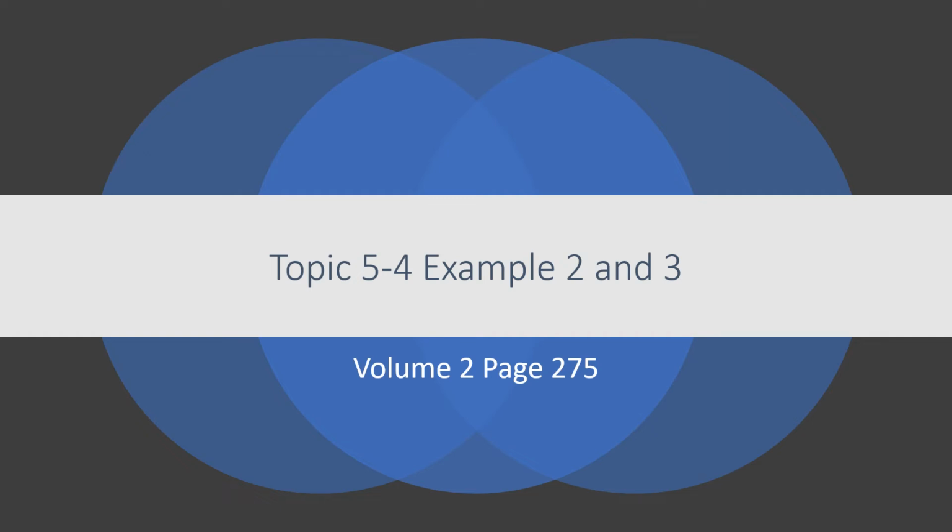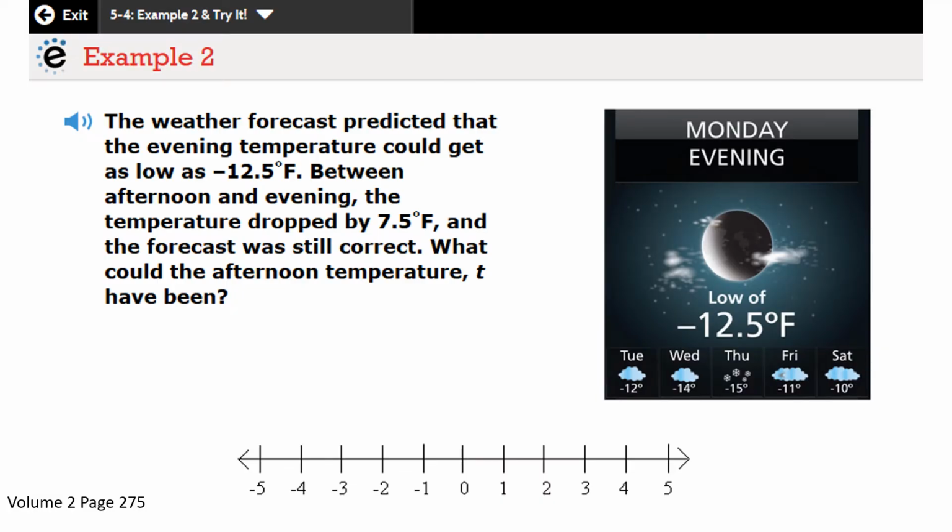Everyone, here's topic 5.4, examples 2 and 3, and this is on page 275 of your volume 2 textbook if you want to follow along on print rather than on the computer. So example 2 in section 5.4 says the weather forecast predicted that the evening temperature could get as low as negative 12.5 degrees Fahrenheit. Between afternoon and evening, the temperature dropped by 7.5 degrees Fahrenheit. And the forecast was still correct. What could the afternoon temperature T have been?